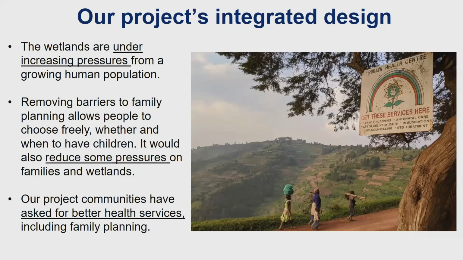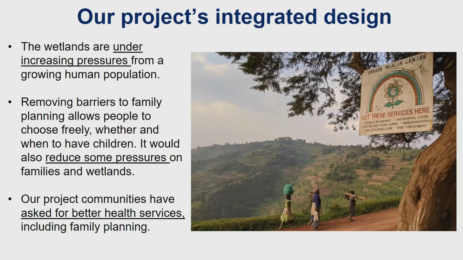Thanks, Gilbert. So you've heard about the environmental and health issues that our project communities are facing. So I wanted to talk to you about how we've designed our project to respond to these issues. Rukiga's wetlands are under increasing pressures caused by a growing human population. And Rukiga's communities depend on healthy wetlands for their livelihoods, just as the cranes depend on healthy wetlands for their nests. So when there are barriers to family planning, it means that couples can't choose freely whether and when to have children, which leads to increases in unintended pregnancies and larger families than would otherwise be the case, as well as many other negative health outcomes.